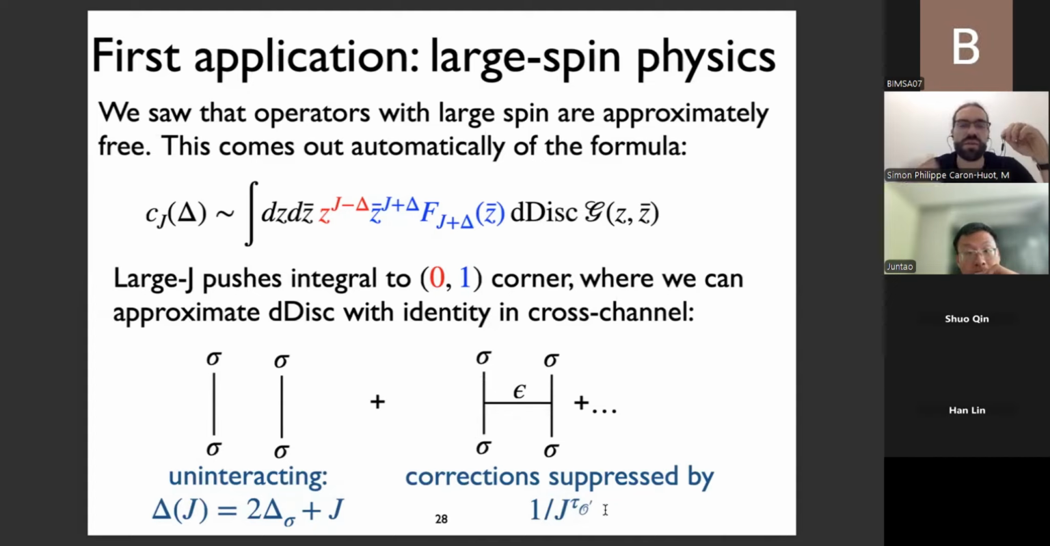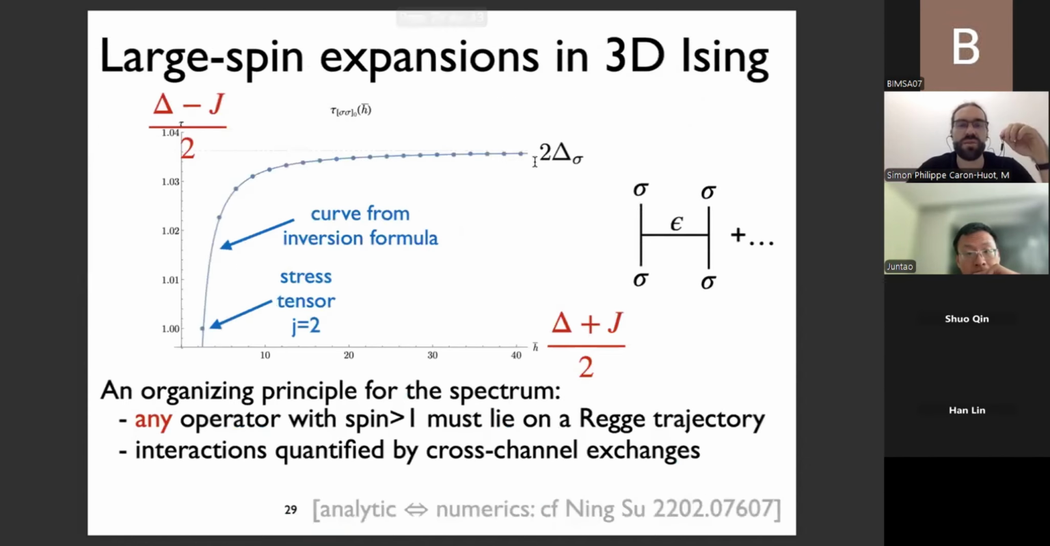But this formula makes sense even for finite spin. So you can try to plot it all the way down to spin 2. And amazingly, it really works. This is in the 3D Ising model. It really works well. Even when you reformulate this expansion not as a large spin approximation, but just as a simple way of approximating the integrand, it really works well down to small spin. So there's the energy momentum tensor, which has scaling dimension 3. It's the energy density. So twist 1.